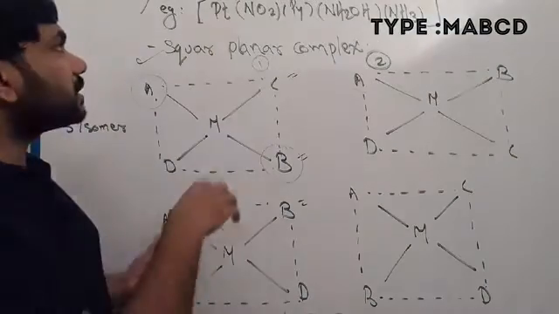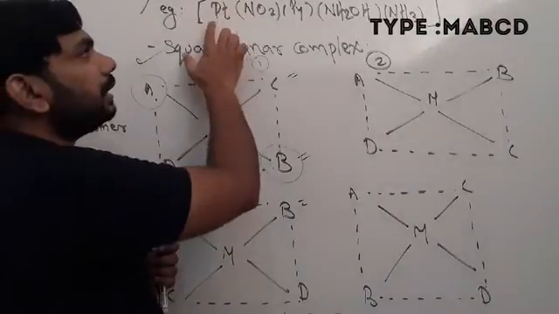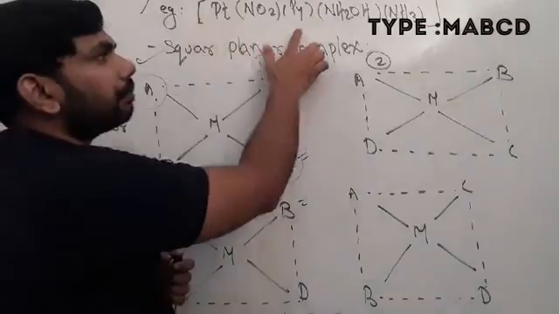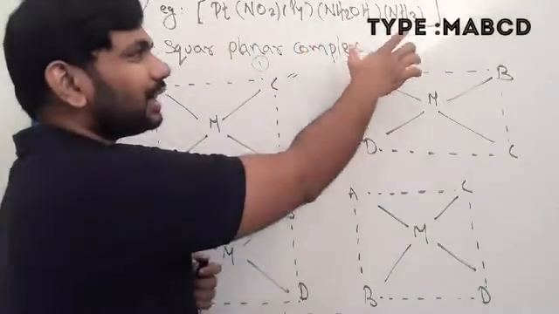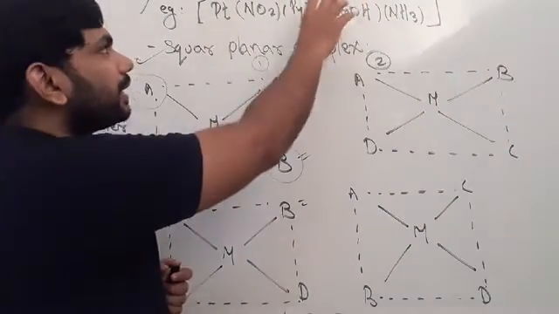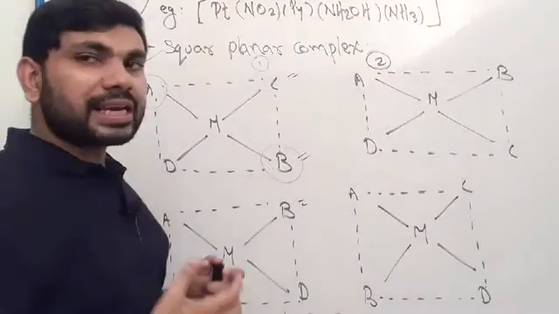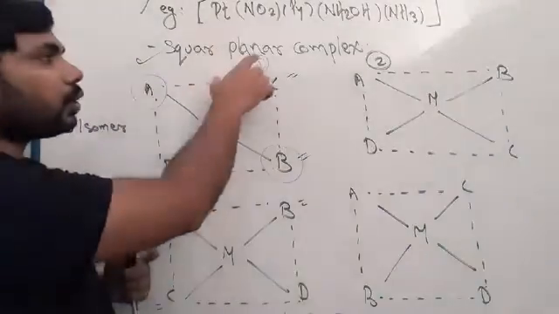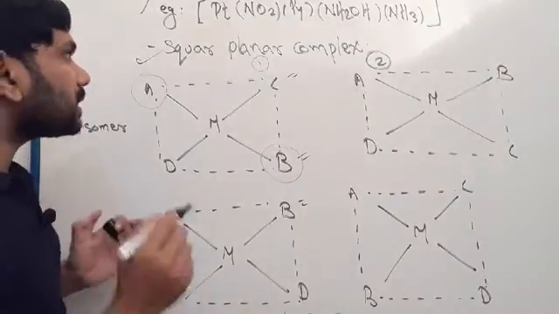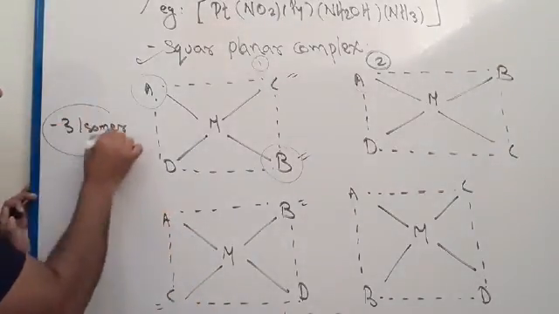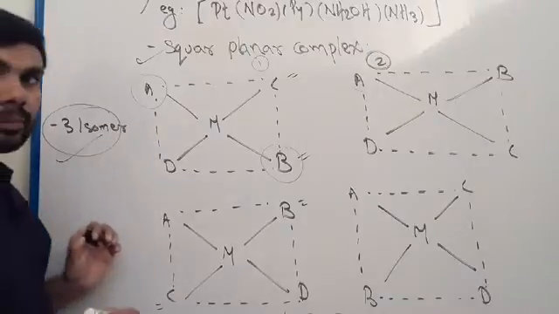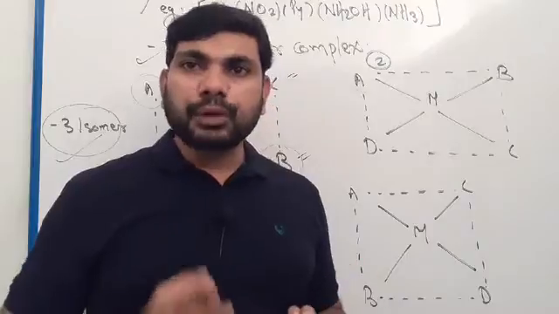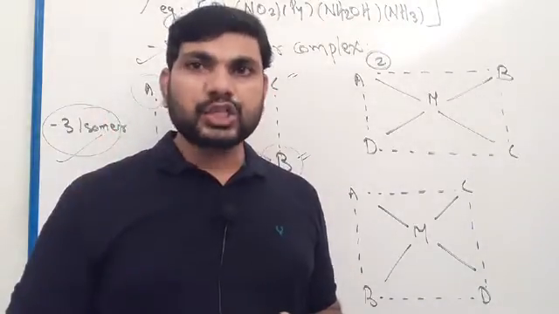Example for this type, MABCD: here the central metal atom is platinum, with NO2, pyridine, NH2OH, NH3. Here are 4 different types of ligands with platinum. This is an example for MABCD. Remember, this is also a square planar complex. This type of coordination compound produces 3 isomers.